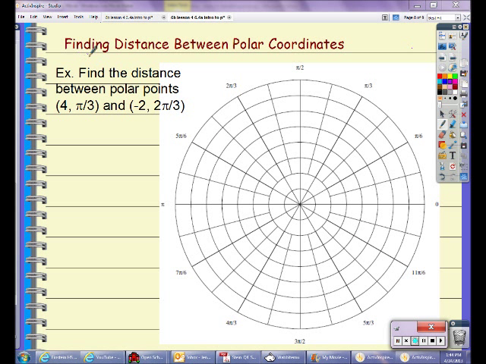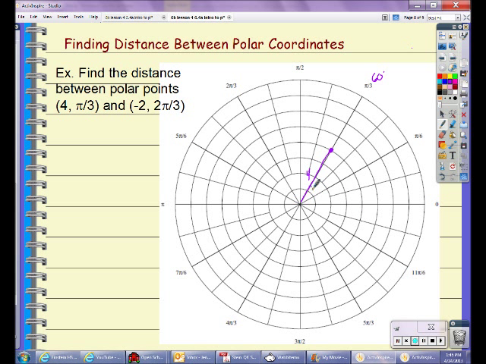Alright, finding distance between polar coordinates, let's find the distance between 4, pi over 3 and -2, 2 pi over 3. So pi over 3, there's pi over 6, pi over 3, remember that's about the same as 60 degrees. And I'm going to go out 4 along the 60, 1, 2, 3, 4, along the 60 rotation line. That's my first coordinate. Keeping in mind that this distance is 4, right?